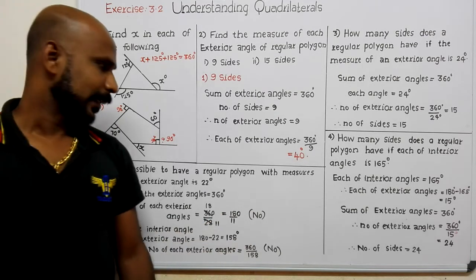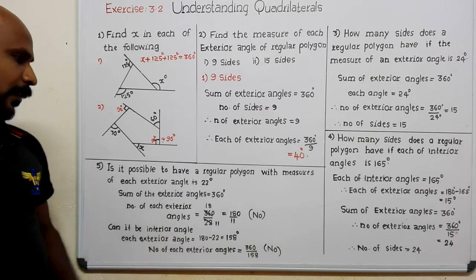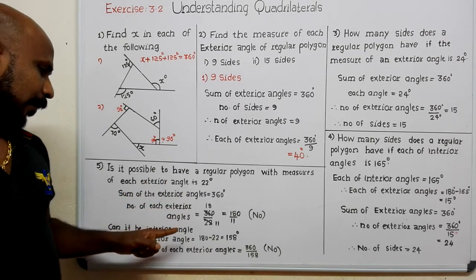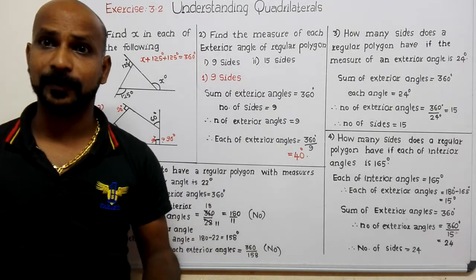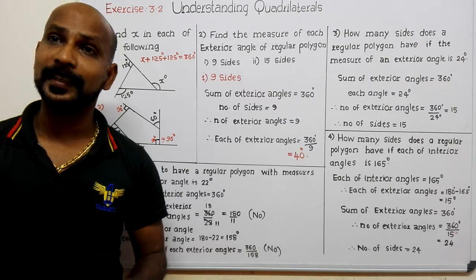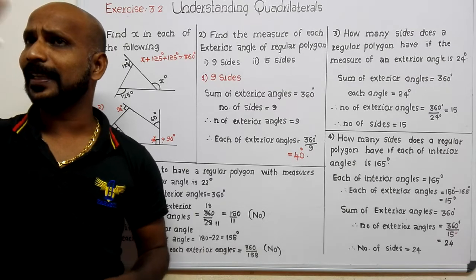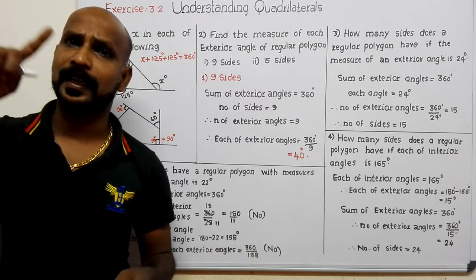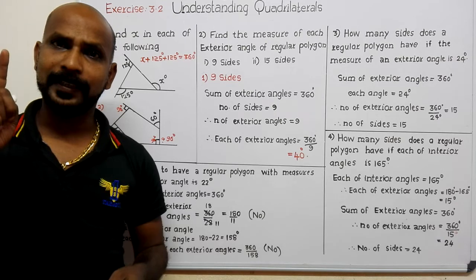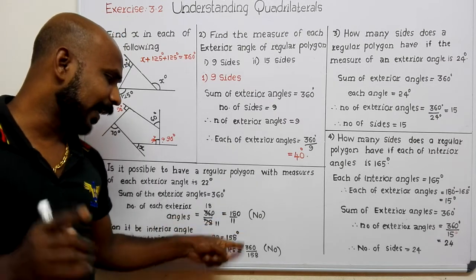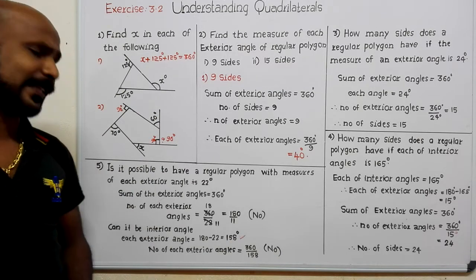Okay. And next one, can it be an interior angle? See here, this 22 degrees. Is there any chance that this 22 degrees is an interior angle? That also we understand. With the help of the interior angle, we can find the exterior angle. How can you find the exterior angle with the help of the interior angle? 180 minus 22. That will be the exterior angle. So 158 we got as the exterior angle.